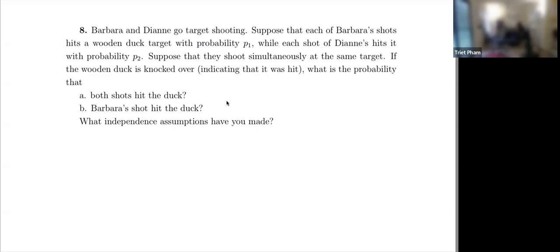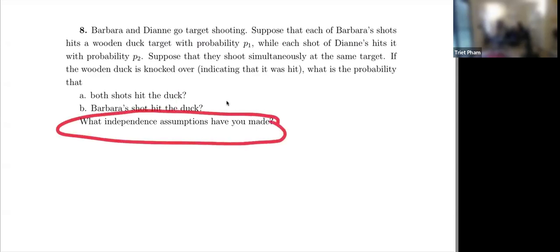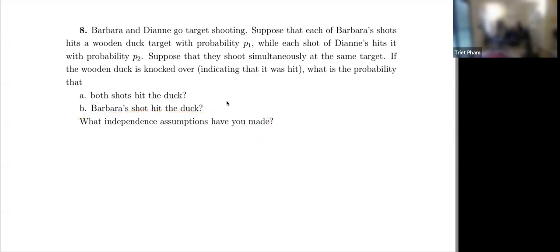Okay, so let's start with the last part. Which is really not a question, or it is a question, but it's not really the main point of the problem. But in the line of thing we're discussing, to be able to solve this question clearly, we want to make an assumption. And the assumption here, of course, is that Barbara and Diane are independent in terms of their action.